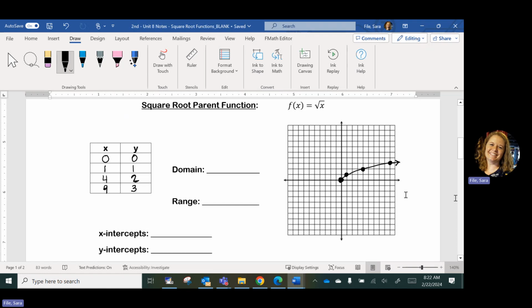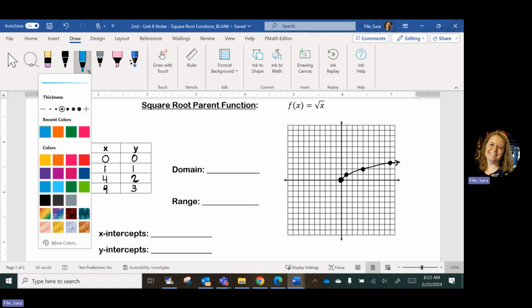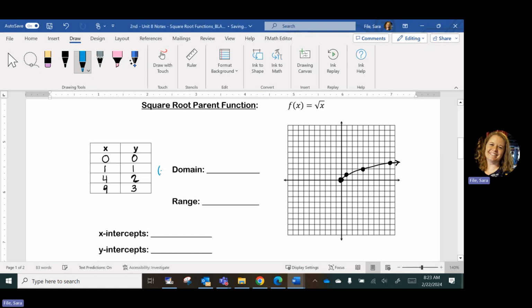What is the domain here? Remember, your domain is your x values. Okay, so how far left to right does this graph go? What is the furthest left point? Yeah, right here. Right here is the furthest left that it goes, and the x value there is 0. What is the furthest right that this graph goes? Infinity. Okay, it's an arrow to the right. It goes forever. So in interval notation, we would say 0 to infinity.